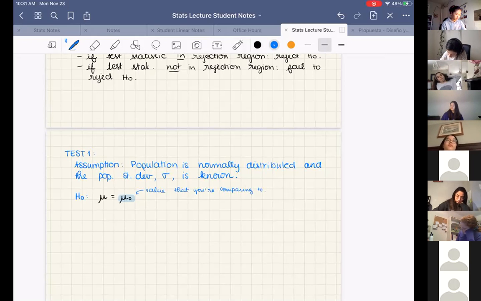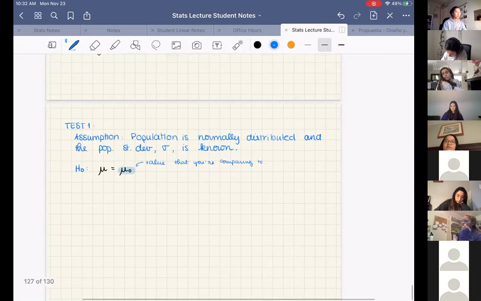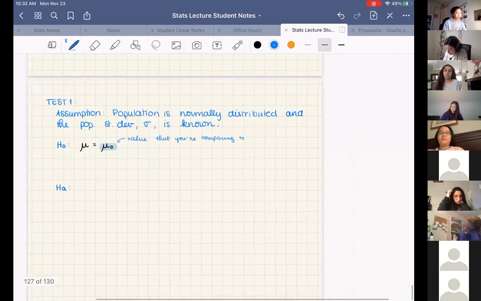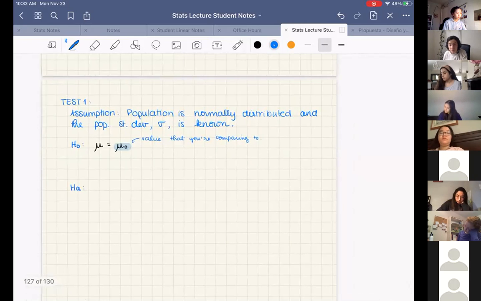And then you can have several types of alternative hypotheses, which I'm going to list in just a second. But before I list the alternative hypothesis, I will state the test statistic. It will be clear why I'm doing it in this order. Just bear with me for a second.